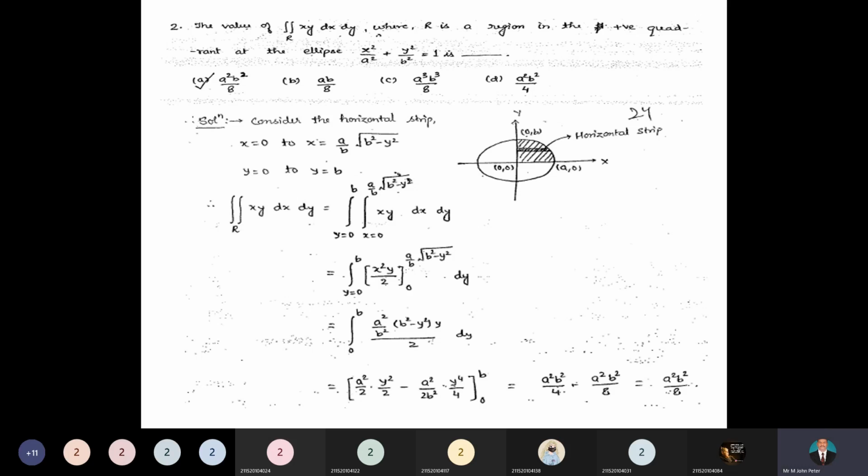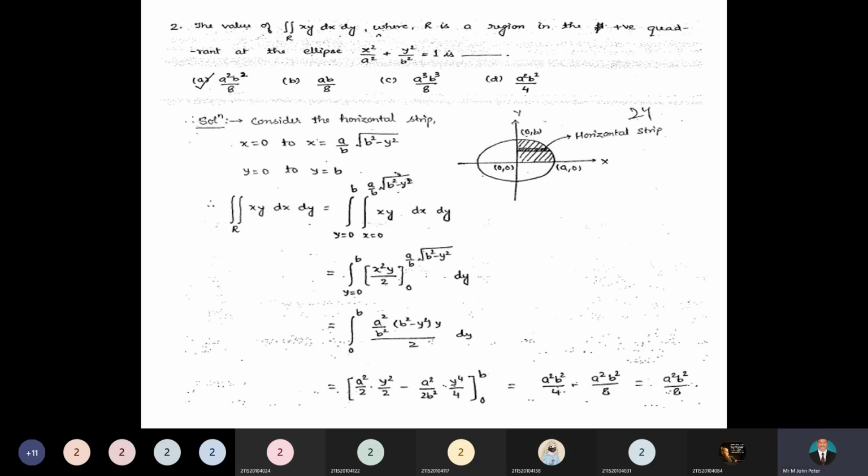Now the x limit. The leftmost is the lower x limit. The leftmost boundary of the bounded region in the first quadrant is the y-axis, that means x equal to 0, a constant straight line. For the bounded region, the leftmost one is x equal to 0. The rightmost one is covered by the curve. So the curve is x square by a square plus y square by b square equal to 1.